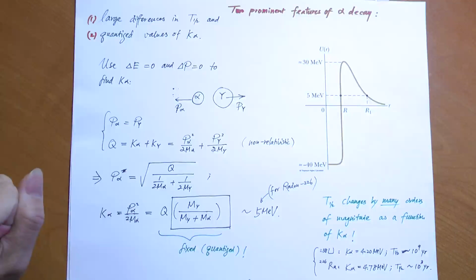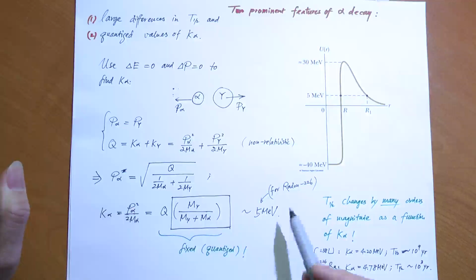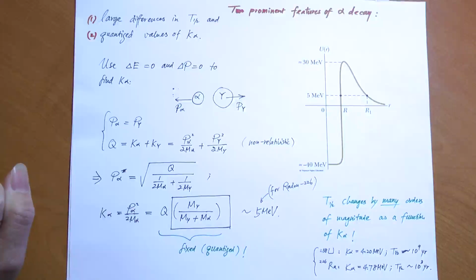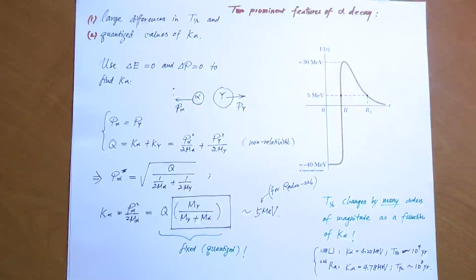So when you look at the kinetic energy of the resulting alpha particle, you find that there is only one value. Now, another prominent feature of the alpha decay is something already discussed briefly in an earlier chapter, in fact in chapter 41, quantum mechanics, when we discussed tunneling.